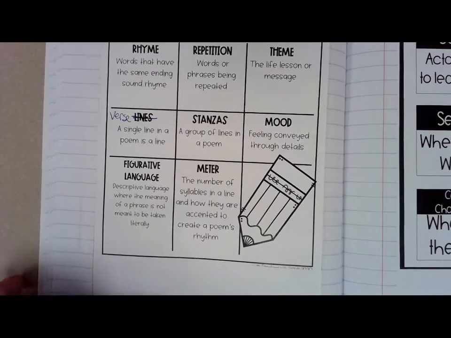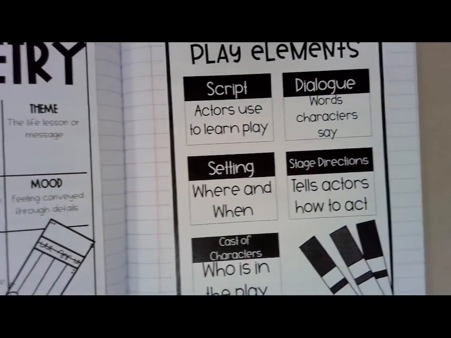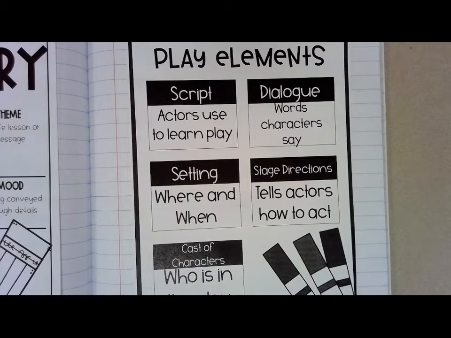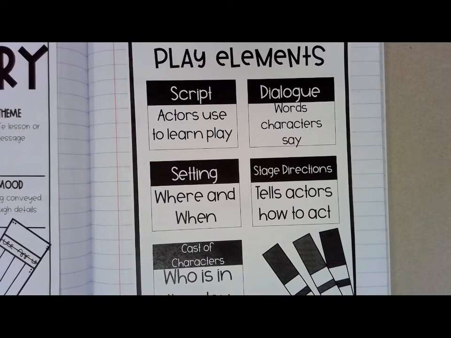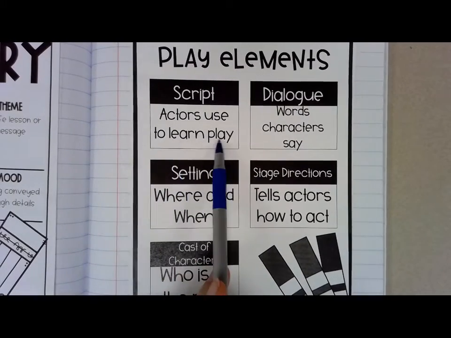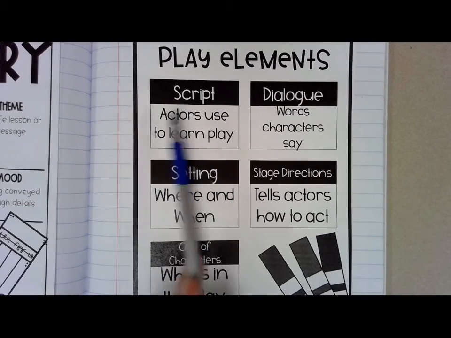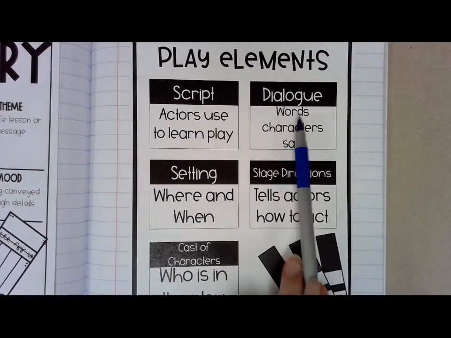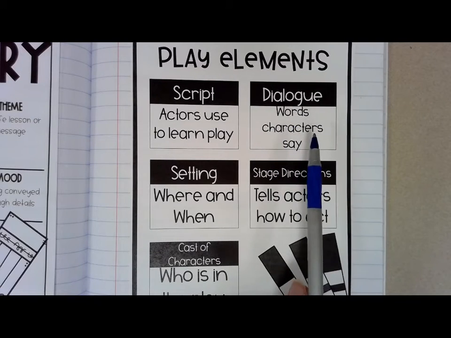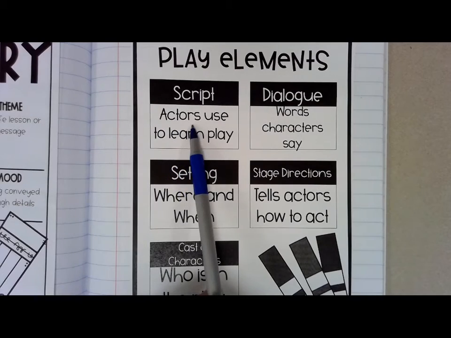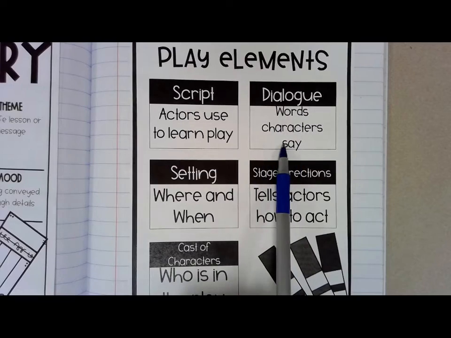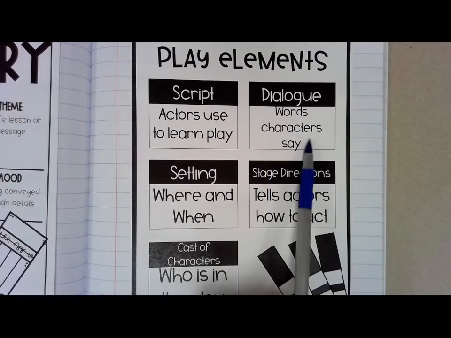Our last two notes are on plays or dramas. So you need to glue this down onto page 37 and write page 37 on it. So a play is a script, okay? Actors use it to learn the play. So the actors are the people who are performing in the play. It has dialogue just like a prose has dialogue. Those are the words that the characters say. So in the script, it'll give you a list of characters and it'll say who's going to say which words. And the actors have to learn those words.